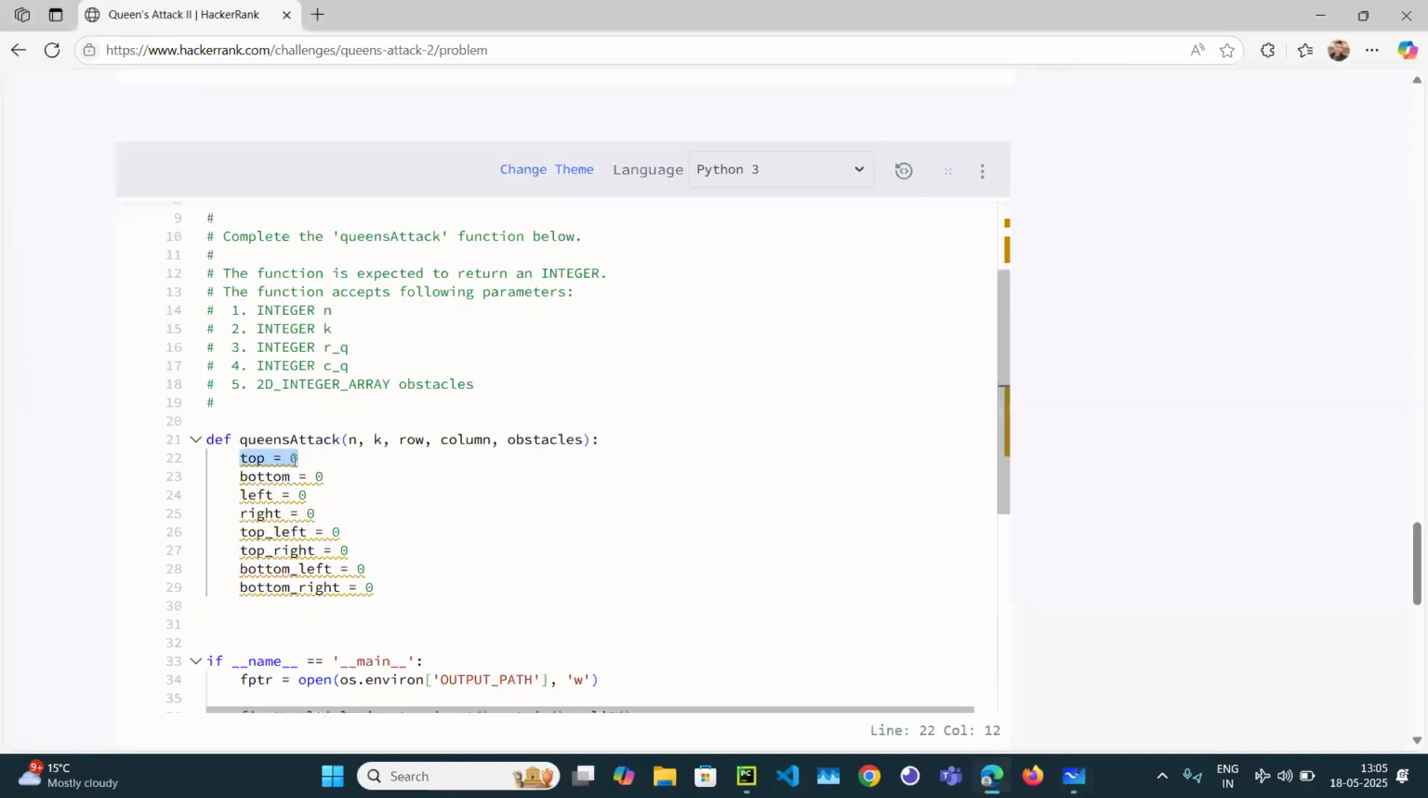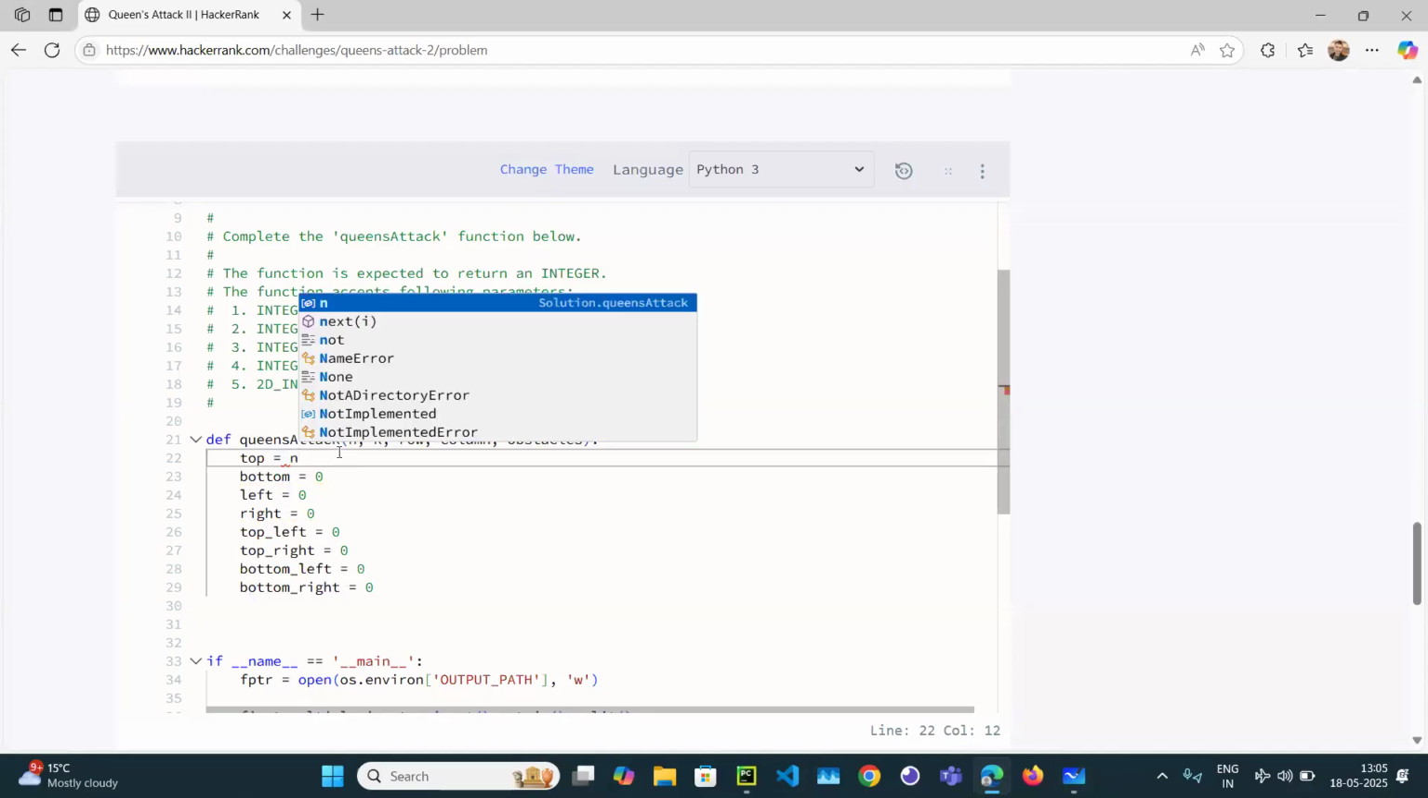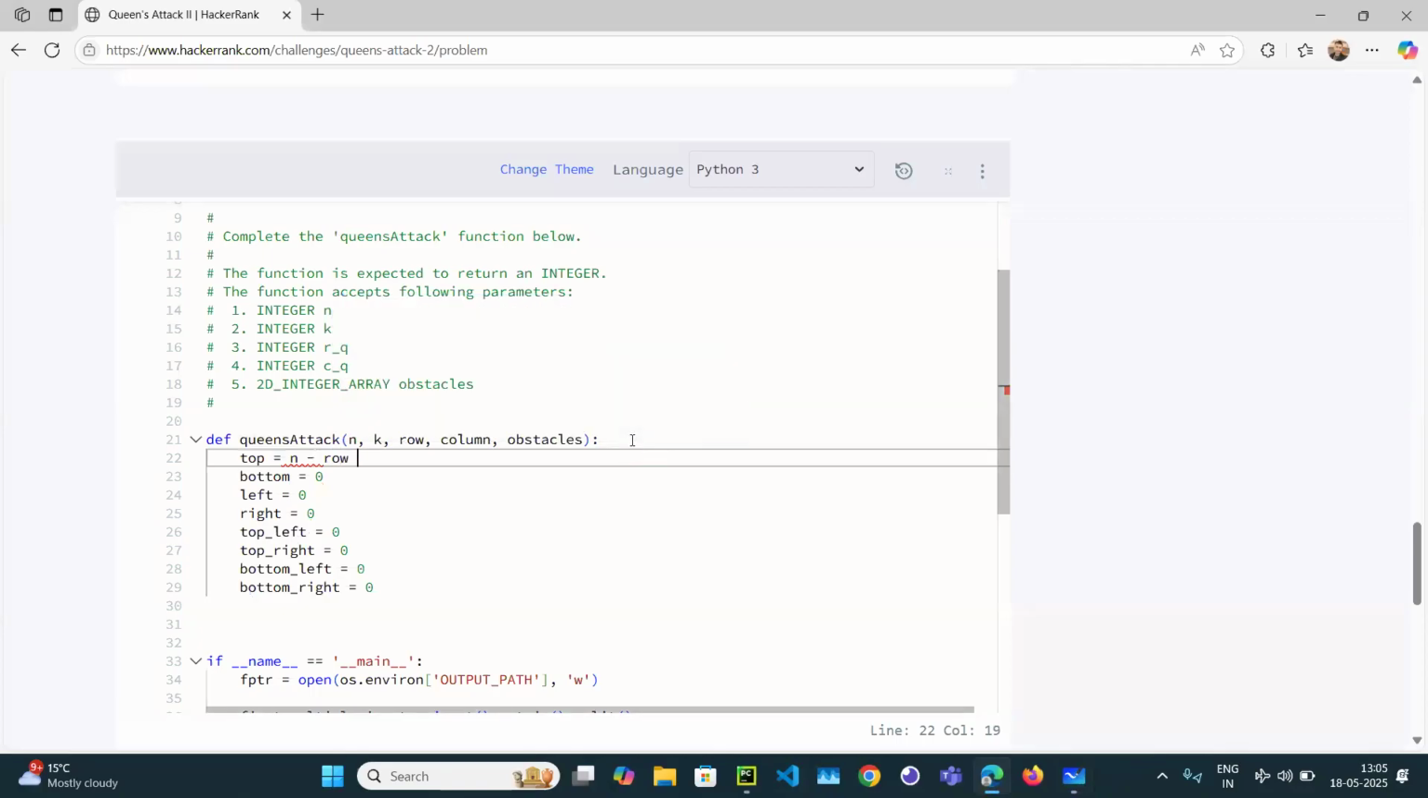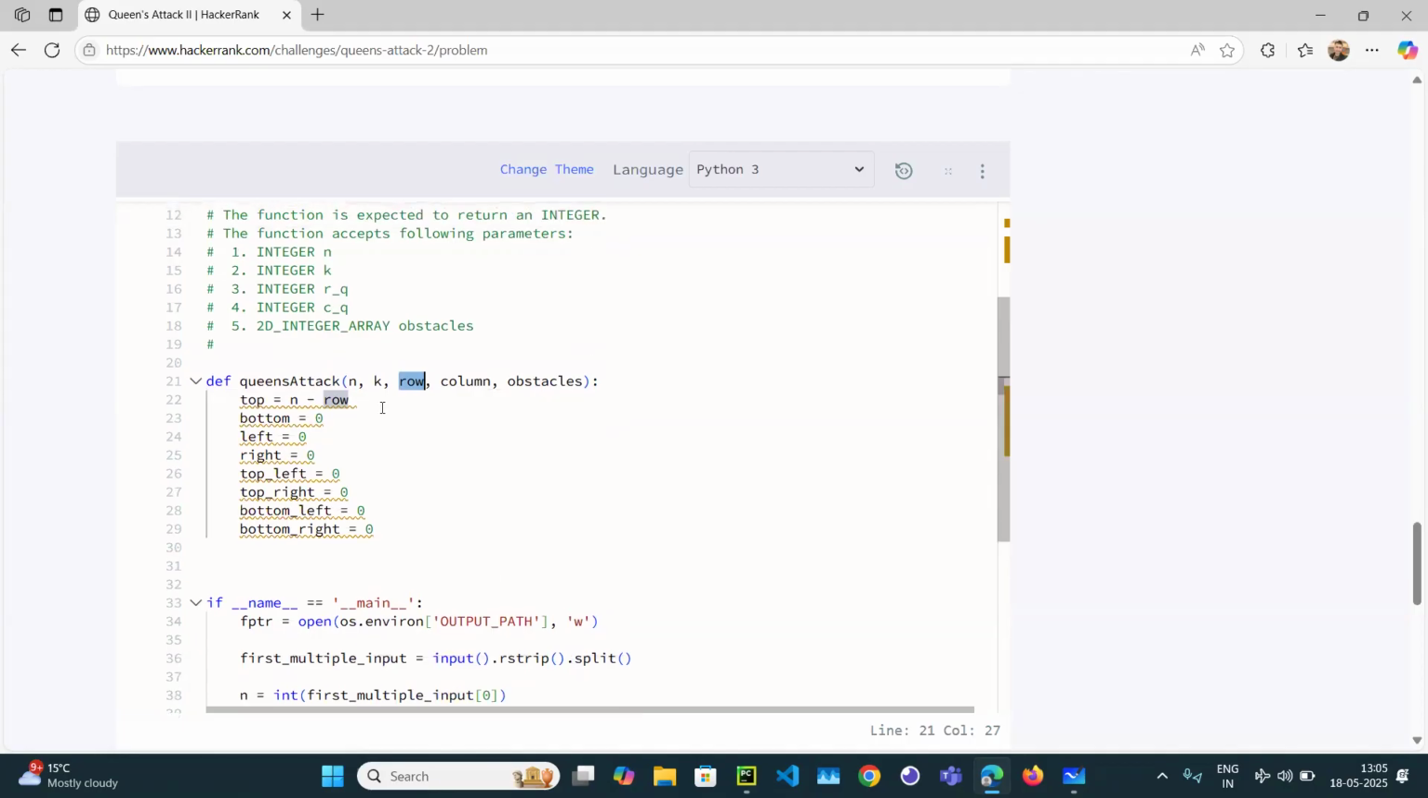So what is the formula? The formula is n minus row, where n is the total length of the board, and row is the row in which the queen exists. The variables given here are r_q and c_q, but basically the row and column in which the queen exists. I just replaced r_q and c_q with row and column, because I don't like variables with underscores, it's very complicated for me. If you want to use them, you can, it doesn't matter.